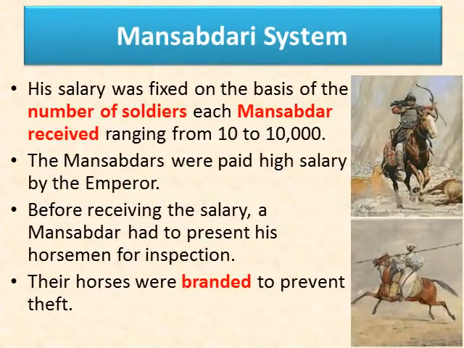Children, his salary was fixed on the basis of the number of soldiers each Mansabdar received and it ranged from 10 to 10,000. These Mansabdars were paid high salary by the emperor. But before receiving the salary, he had to present his horsemen for inspection. He was highly paid depending on the number of soldiers each one had. Their horses were branded to prevent theft. Some tag or token was given to each of the horses so that it could not be stolen away.